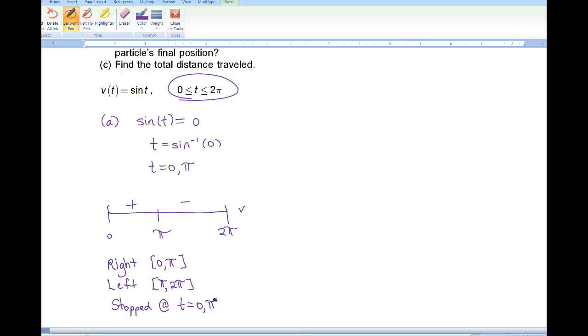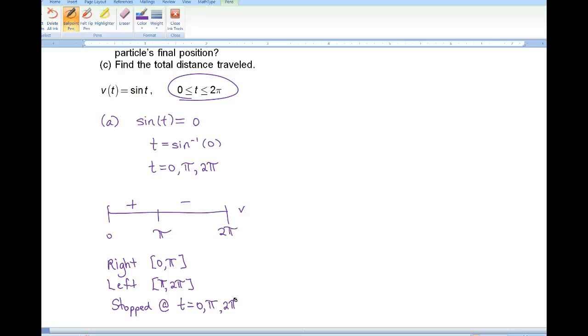negative. Question? Why is it stopped at 2 points? This sign is 0 there also. Okay, sorry. It's actually stopped at 0, at pi, and at 2 pi because its sine is equal to 0 at all 3 points.